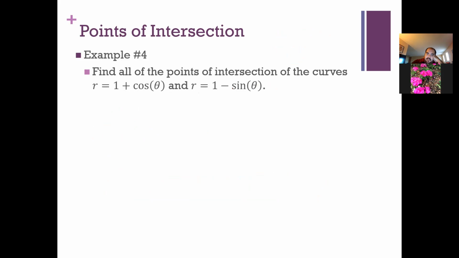All right, similar thing here. I want to find all the points of intersection. So the first thing I'm going to do is set these equal to each other. So I get 1 plus cosine theta equals 1 minus sine theta. And from there, I get negative sine theta equals cosine theta.